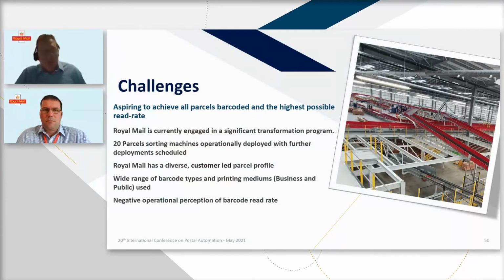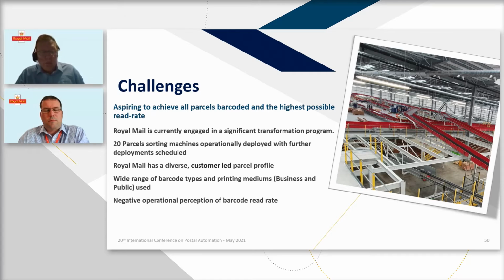So the challenges for Royal Mail at the moment. Royal Mail is currently engaging in a significant transformation program where we're subtly moving from a letters business that delivers parcels to a business that actually is a parcel business that delivers letters. Currently, we've got 20 parcel machines deployed operationally, and we're now looking to deploy another 13 from 2 suppliers, which will be done over the next year or so and should complete in around 2023.